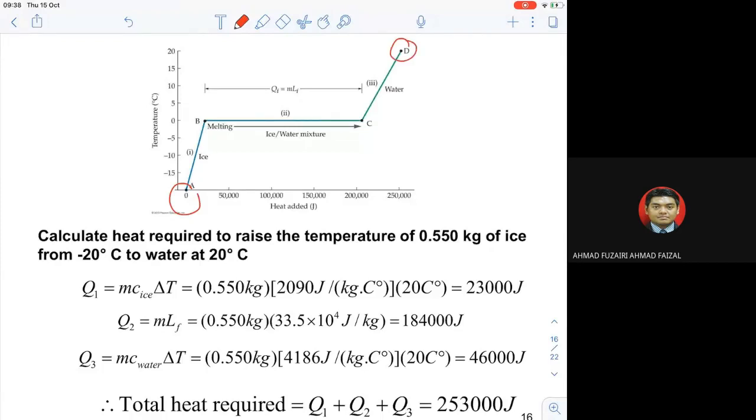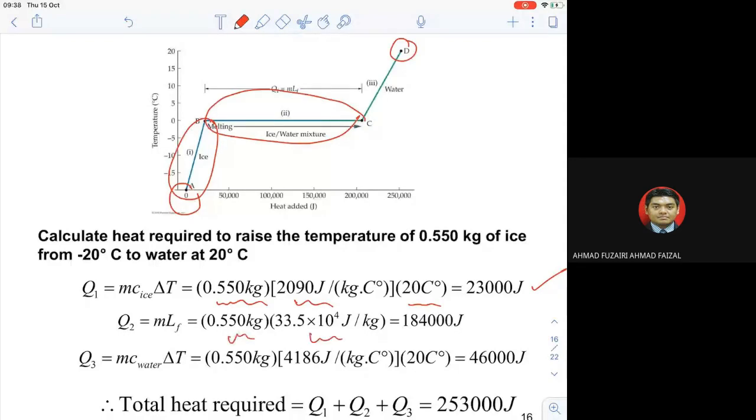So first, dia mesti ada apa? Dia mesti dekat sini dulu. So dia akan guna MC delta T. So dapat yang ni. Okay, dia akan dapat yang ni. MC delta T dapat satu. Okay, and then afterwards okay, dia duduk dekat mana? Di sini, second part. Ada tak difference in temperature? No, there is no change in temperature, but we'll use M times L.